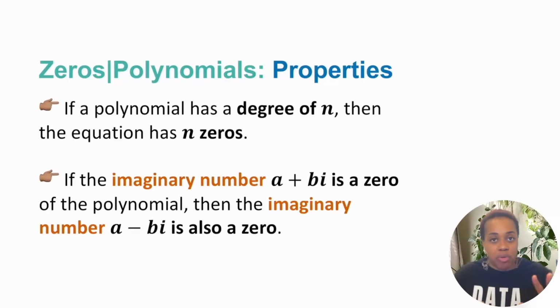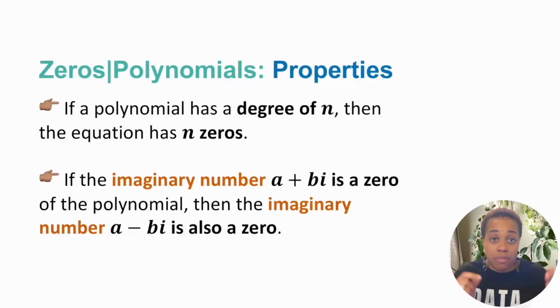So just quick properties which you have seen in what we worked through. If a polynomial has a degree of n, then the equation has n zeros. You might not know what type of zeros they are because they could be rational, they could be irrational, they could be imaginary, but the degree of the polynomial should tell you how many zeros you're going to have.